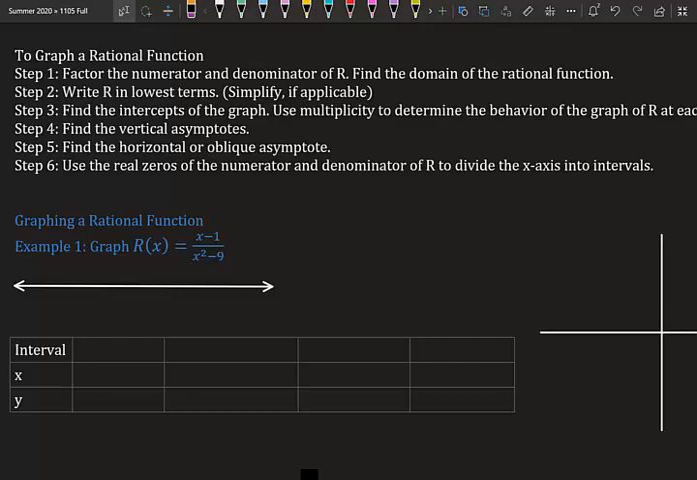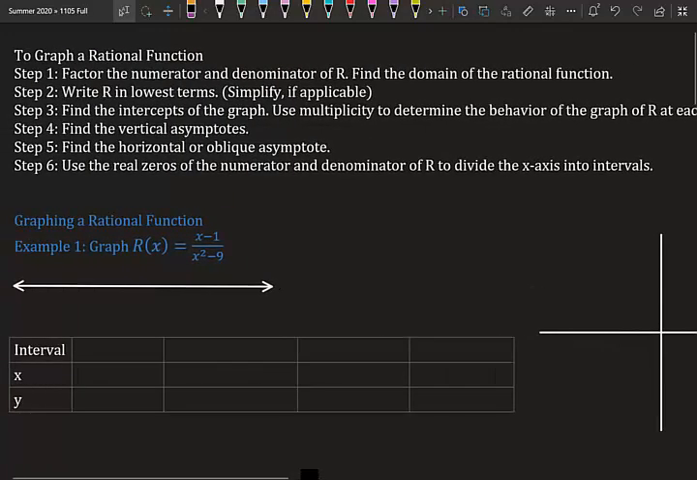Use multiplicity to determine the behavior of the graph of r at each x-intercept. So remember, if it's even, it touches. If it's odd, it crosses. Find the vertical asymptotes. Find the horizontal or oblique asymptote. And then we're going to use the real zeros of the numerator and denominator of r to divide the x-axis into intervals. So remember how we graphed polynomials in chapter 5, 5.1? This is very similar to that. We're going to treat it very similar. It's just going to look like a different graph.